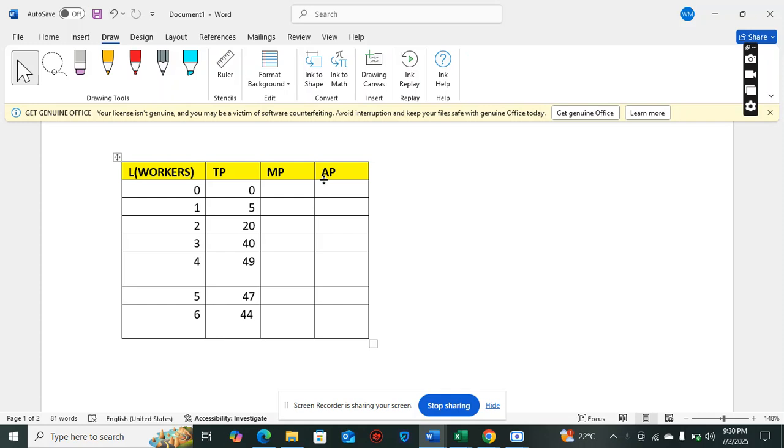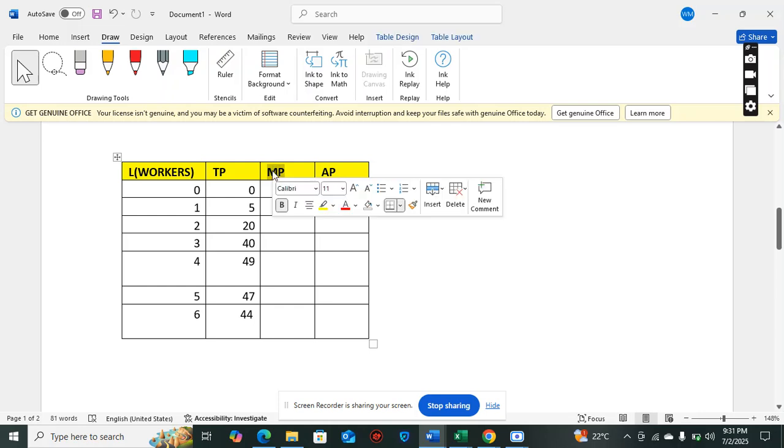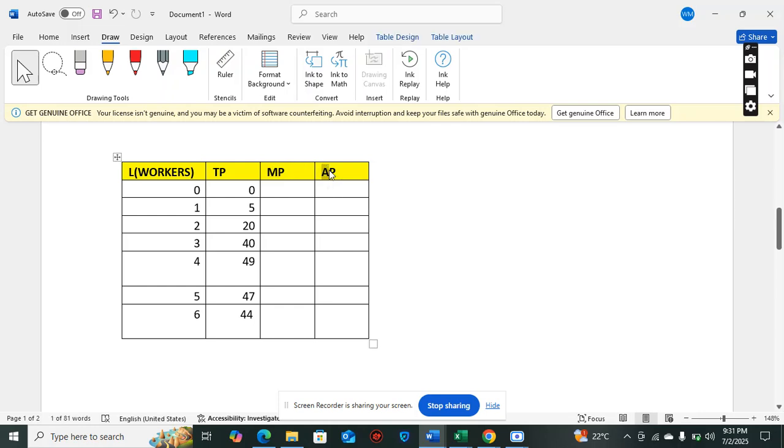Let's say, for example, there's only one sewing machine in this company. So we have to tabulate our marginal product and our average product. Do we all remember the formula for marginal product?